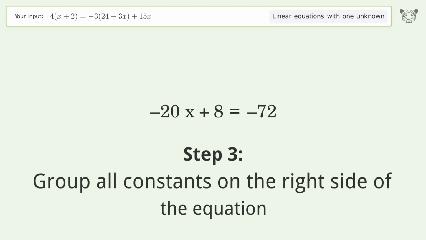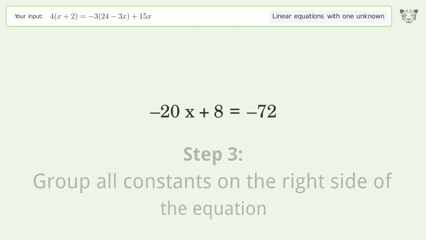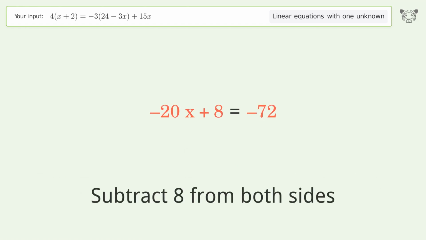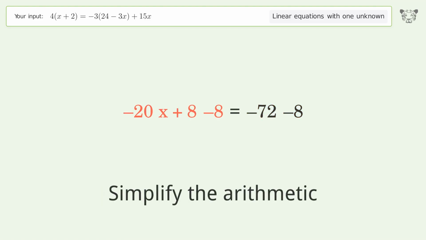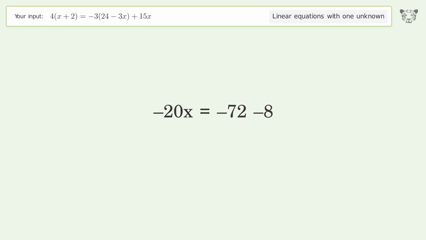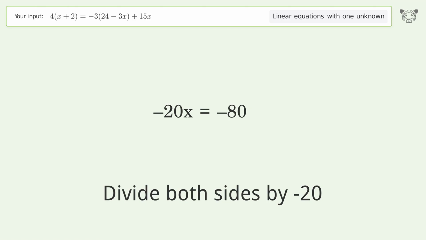Group all constants on the right side of the equation. Subtract 8 from both sides. Simplify the arithmetic. Isolate the x. Divide both sides by -20.